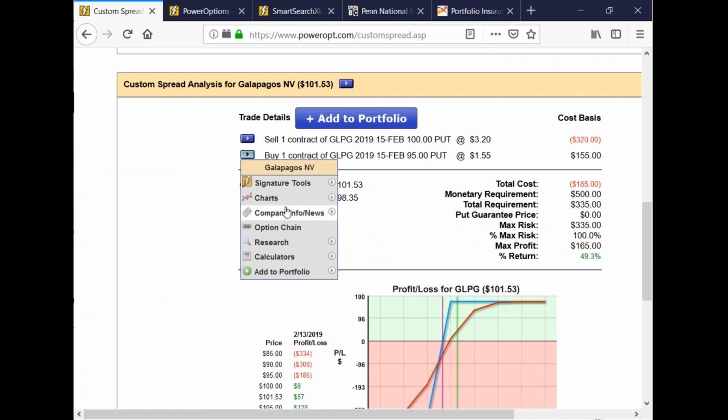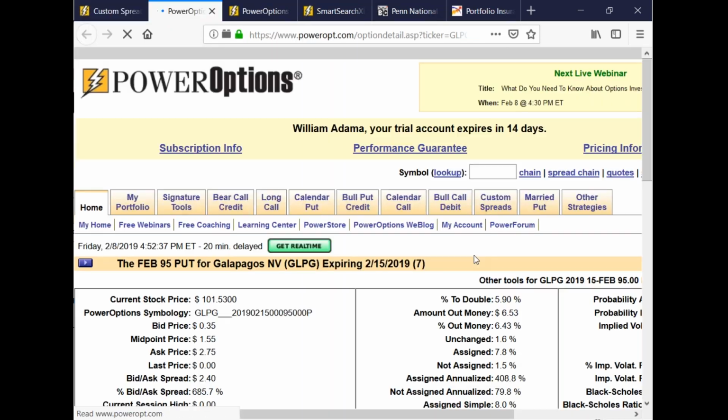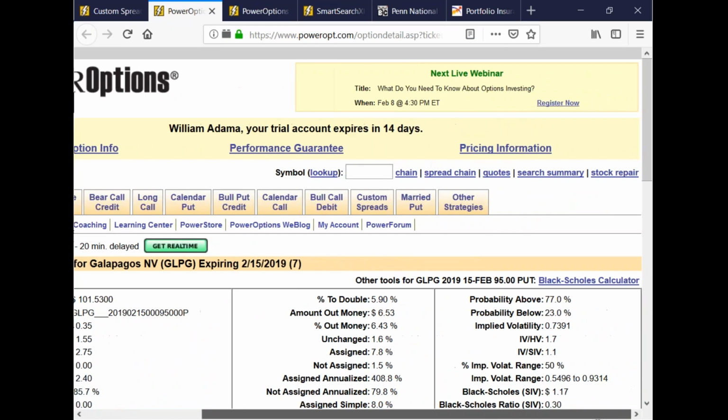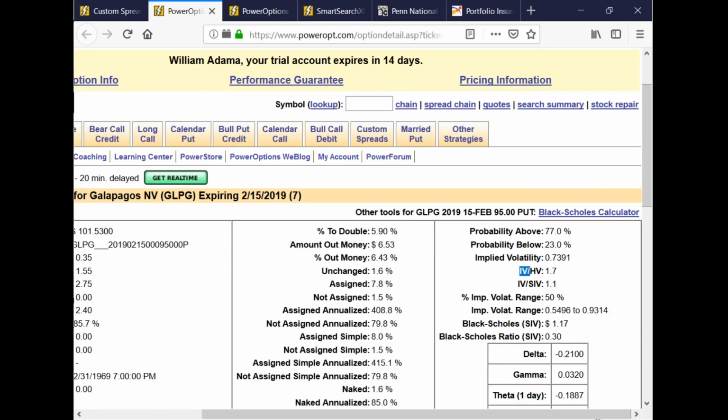But let's look at the buy option now. Same expiration, IV over HV of 1.7, 70% overvalued on the option that you're buying as opposed to 60%, and a percent implied volatility range of 0.73. The total range is 0.596 to 0.934. So the option you're buying is right at 50%. The one that you're selling was at 75. The one that you're selling is 60% overvalued compared to the stock volatility. The one that you're buying is 70% overvalued compared to the stock volatility.